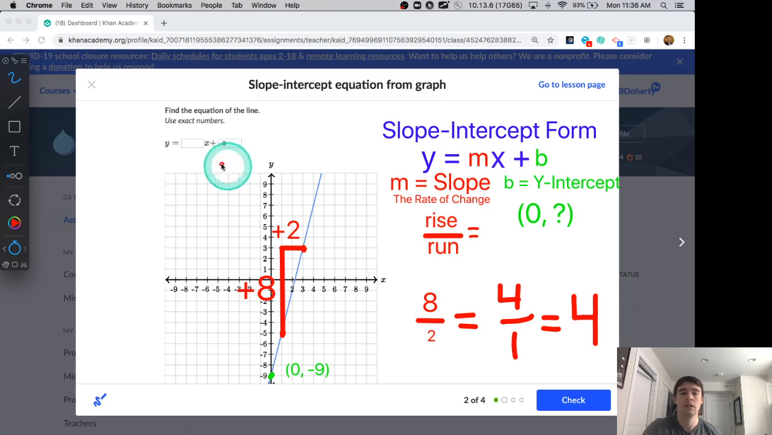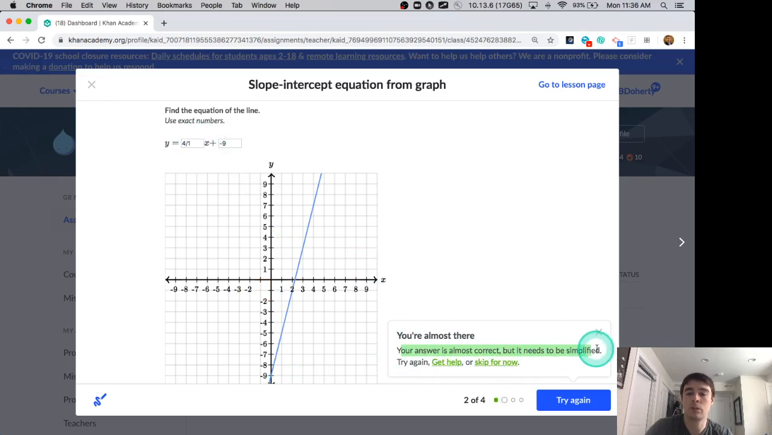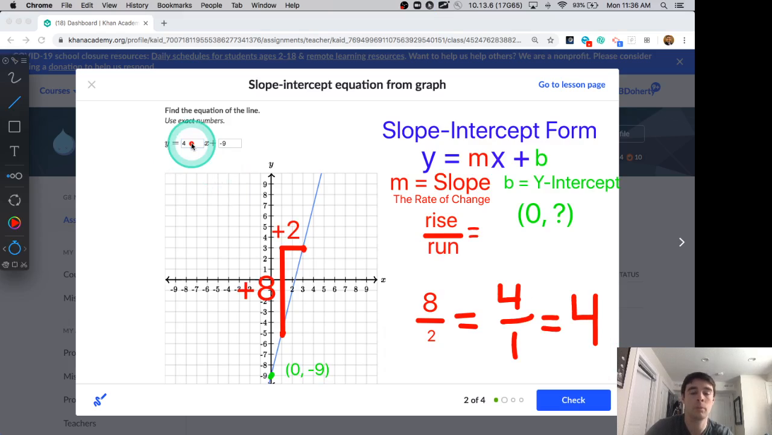If I try to put in 4 over 1 here, you'll see that they say your answer is almost correct, but it needs to be simplified. They want you to simplify as far as possible, so they really want you to simplify that slope of 4 over 1 all the way to just a whole number, a slope of 4. So we get y equals 4x plus -9, y-intercept of -9, and then the graph climbs up by 4 and right by 1 repeatedly.